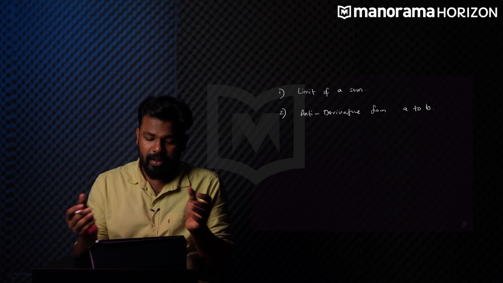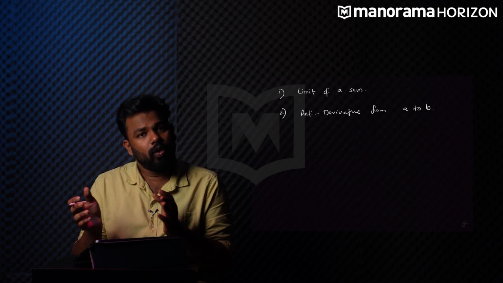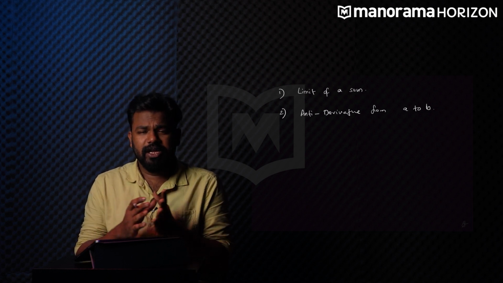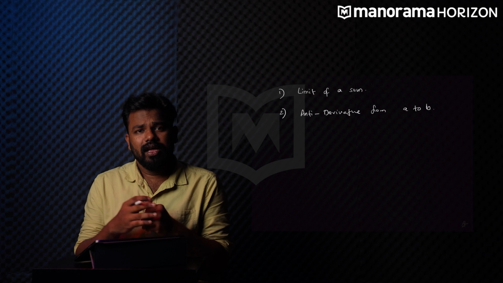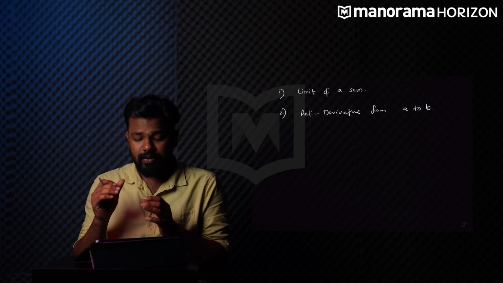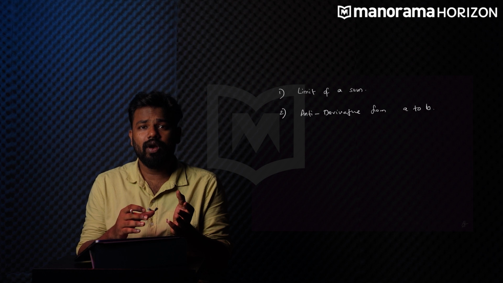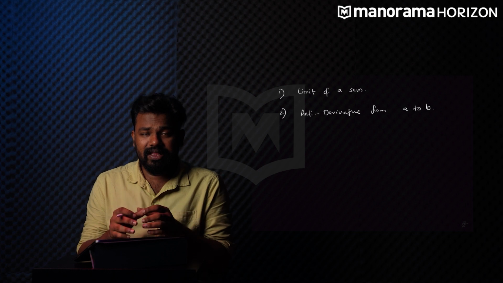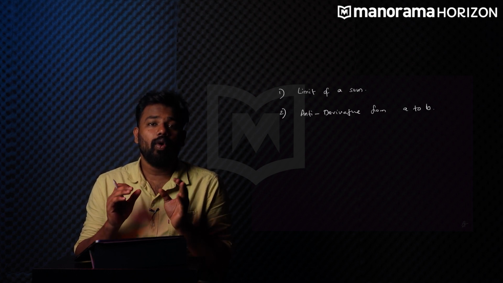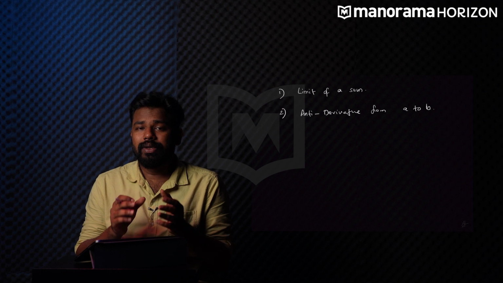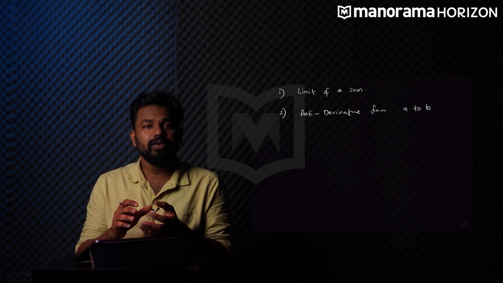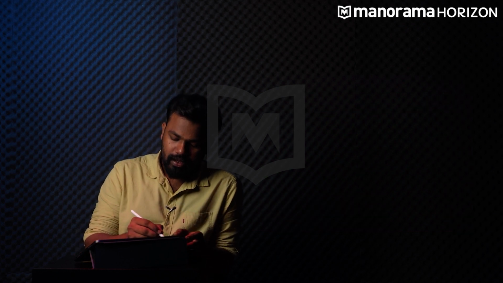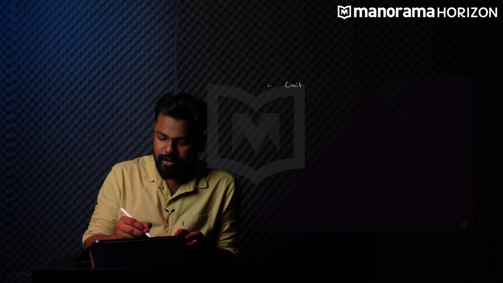One is by using limit of a sum and one is by using the antiderivative from a to b. You may find that limit of a sum is a bigger method. It takes a lot of time to solve, but you can learn both limit of a sum as well as antiderivative, because limit of a sum helps you find out how the exact antiderivative or the integral is formed, right? So in this session, we will concentrate more on what limit of a sum is and how we can solve definite integrals using the method of limit of a sum. That is a very important topic. So let's focus on limit of a sum here.